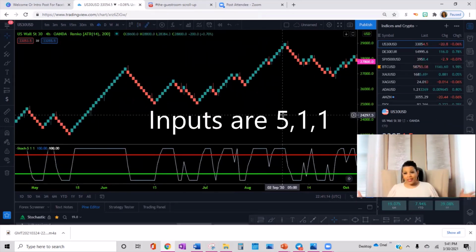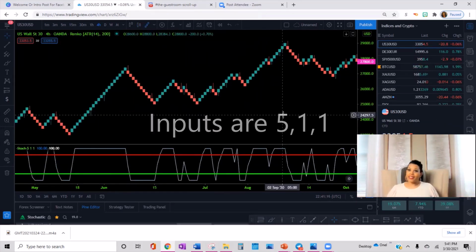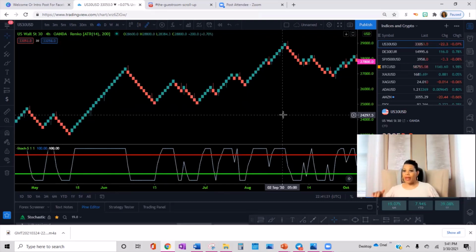I really, really like this indicator too. It's the stochastic. I use the MACD along with the stochastic. I like the stochastic because the stochastic is a snitch. It's an informant. It tells you when something is about to happen. It lets you know when there's a shift in momentum.